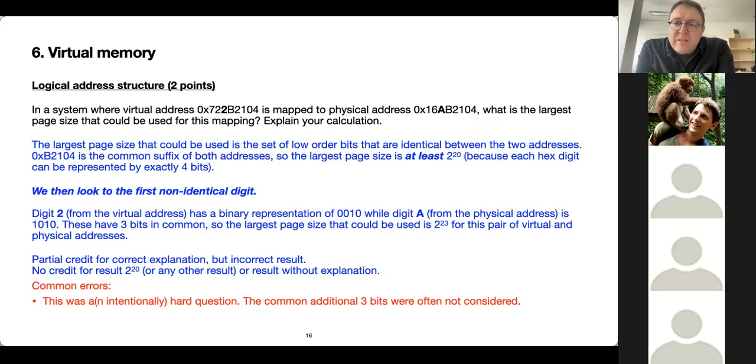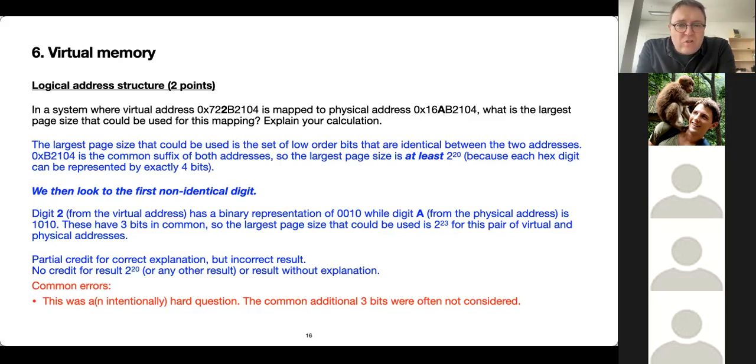Identical means 0 bits or 1 bits. So you have B2104 as the common suffix of both addresses. And that's what you would assume at first, right? B2104 are the last 5 hexadecimal digits here. But this would mean that it's 20 bits, right? But think a bit further.